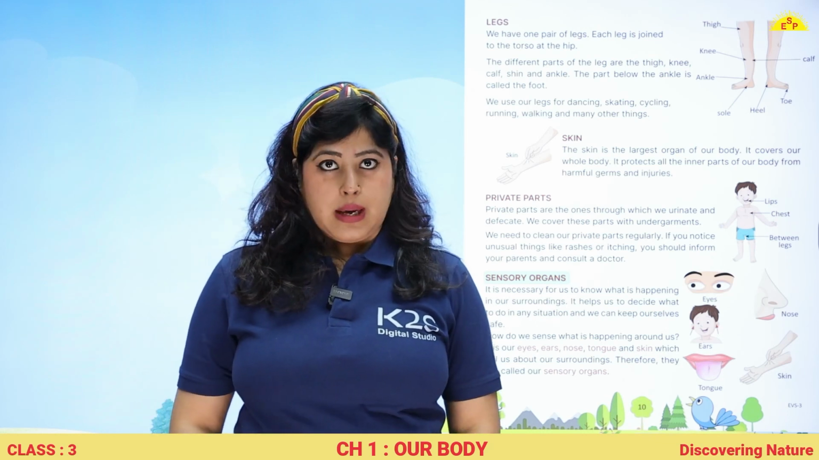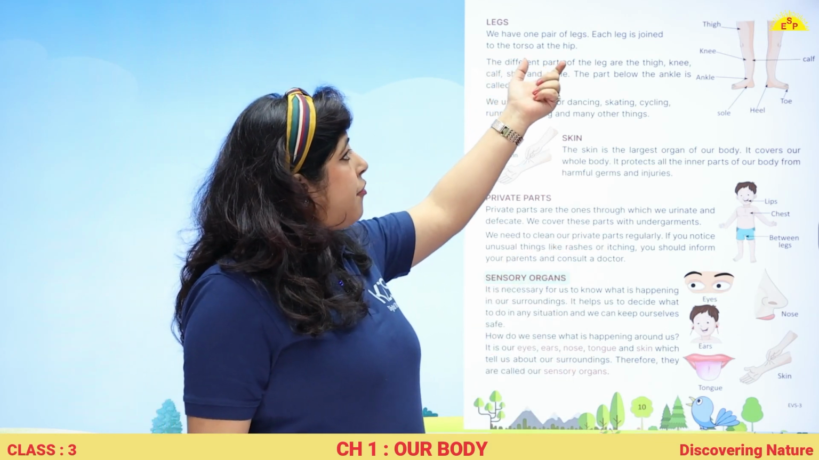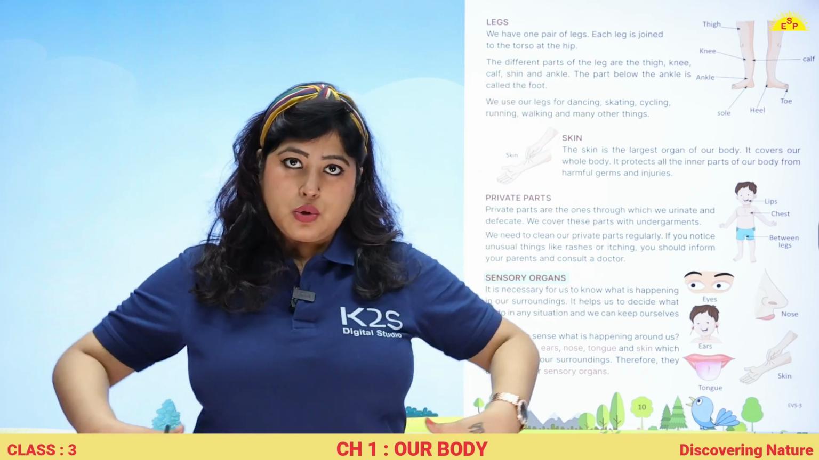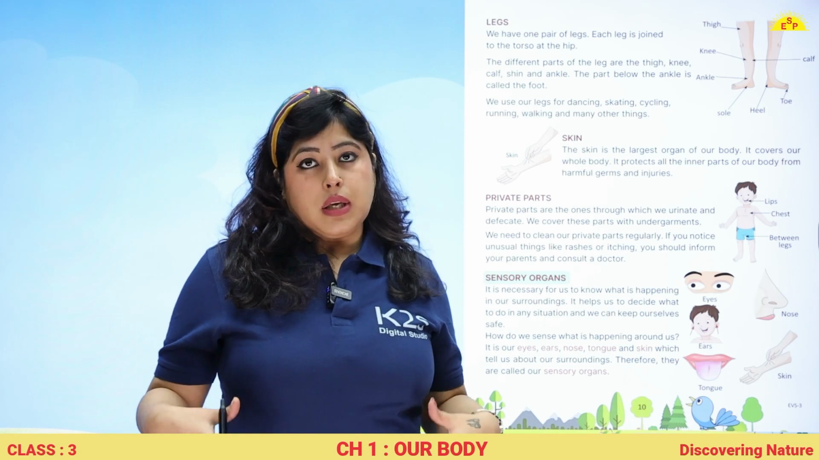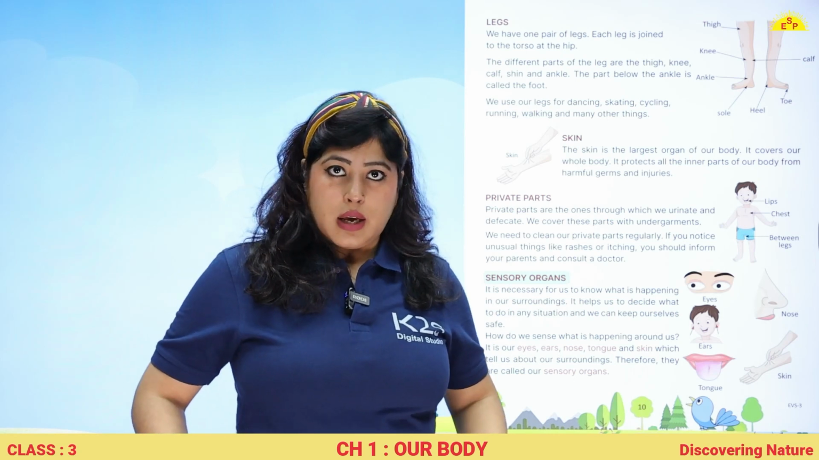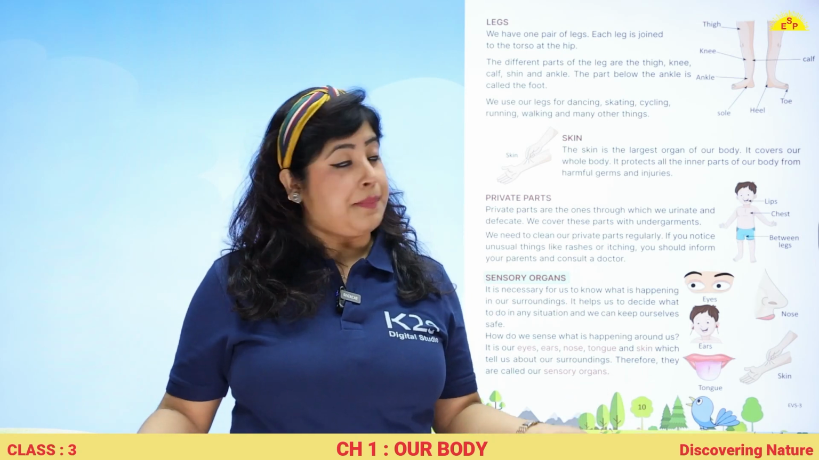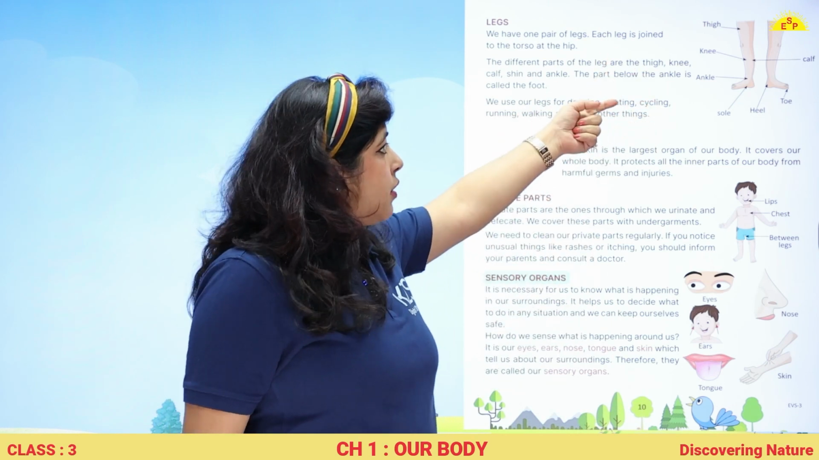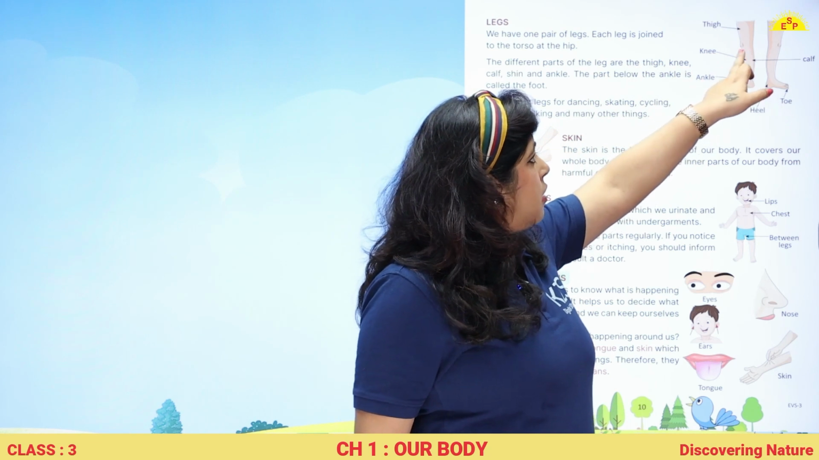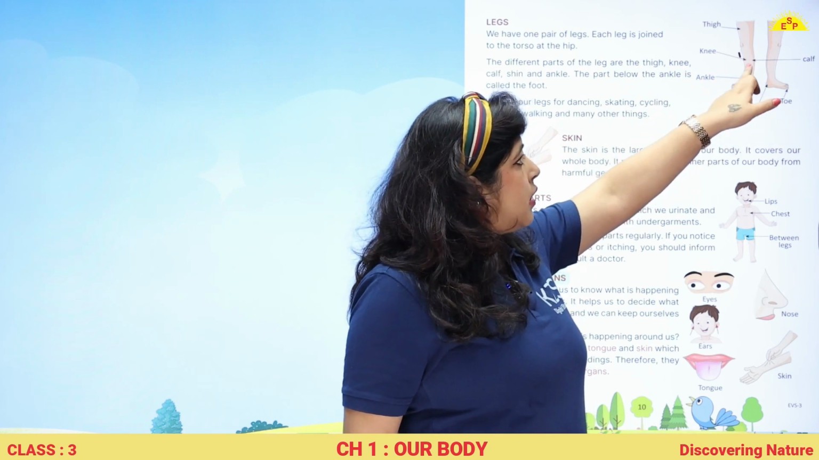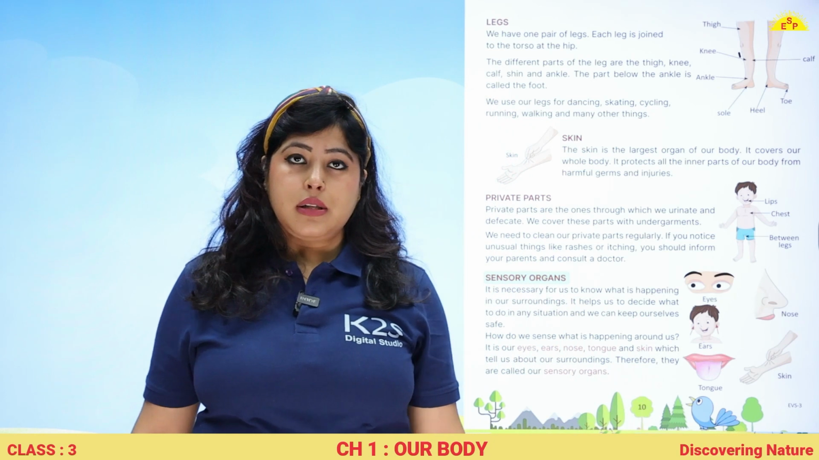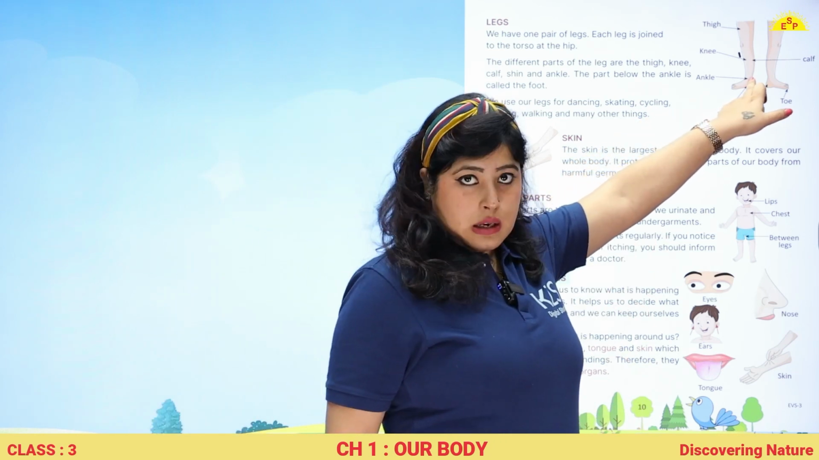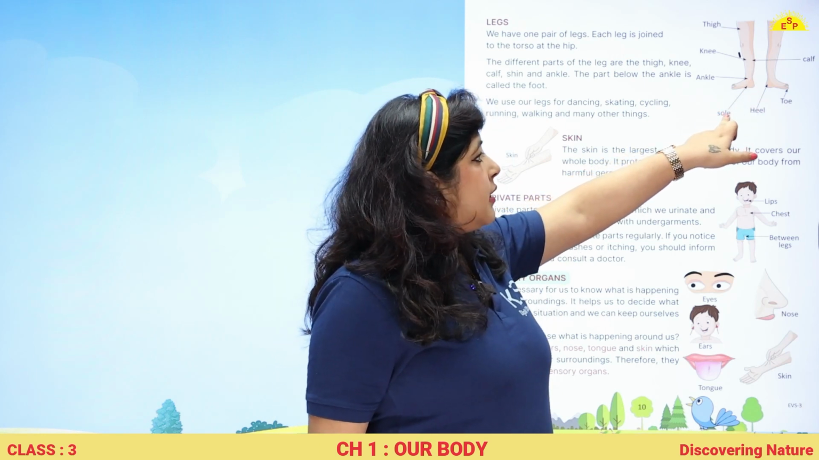Leg is your lower limb. So we have one pair of leg. Each leg is joined to the torso at the hip. तो torso जो हमारा portion है, ठीक है, leg हमारी उससे connected है with the help of our hip. You can see the labeled part in the picture as well. This is your thigh area. Then this is your knee. Then is your calf muscles, the back side of your leg, below the knee. Then is your ankle. And this is your sole.